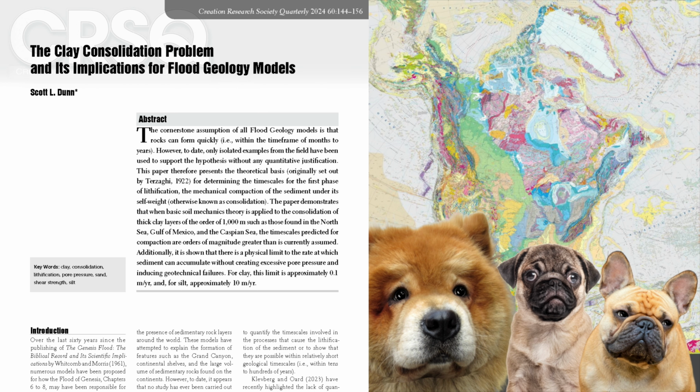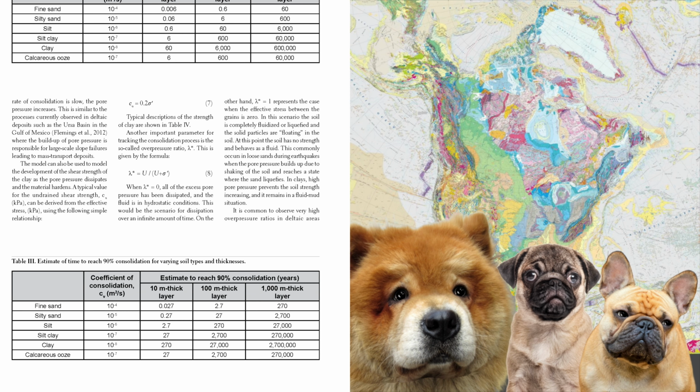For example, in his Table 3, Dunn used reasonable-looking soil strength parameters to calculate that it could take 270,000 years for a 3,000-foot, 1,000-meter thick layer of silt and clay to achieve 90% consolidation. His calculations make sense overall.